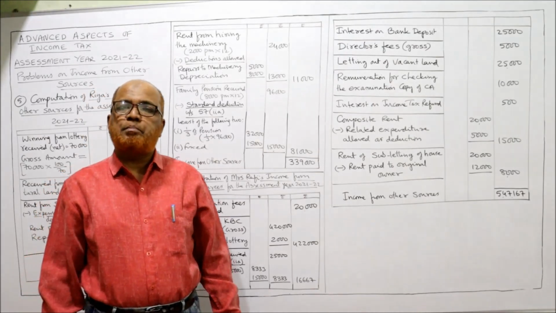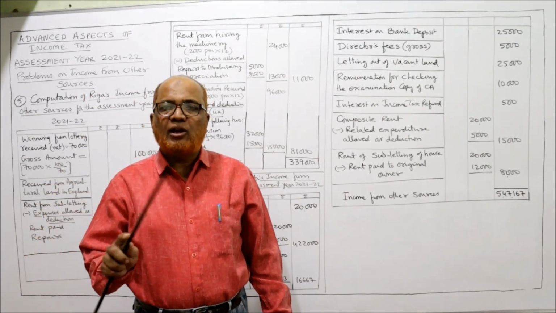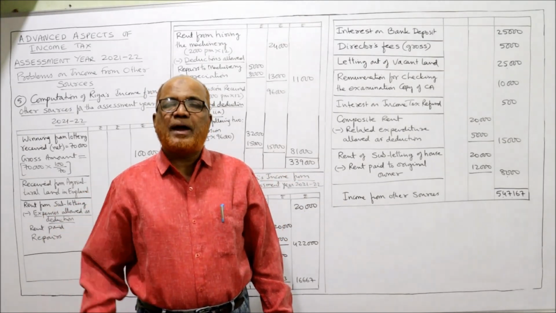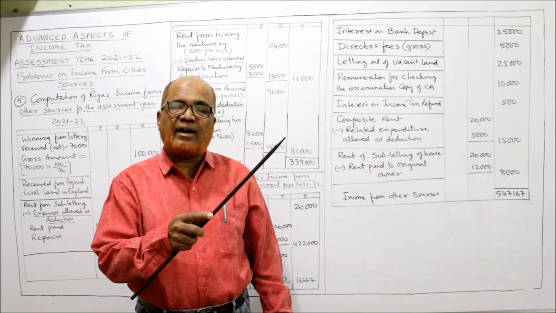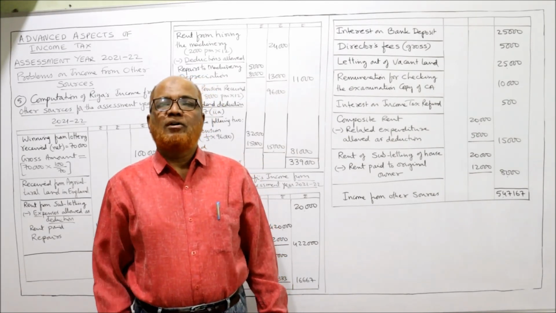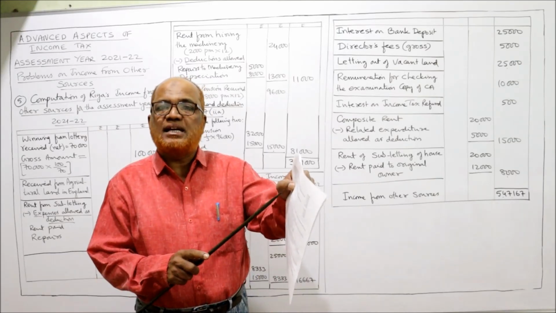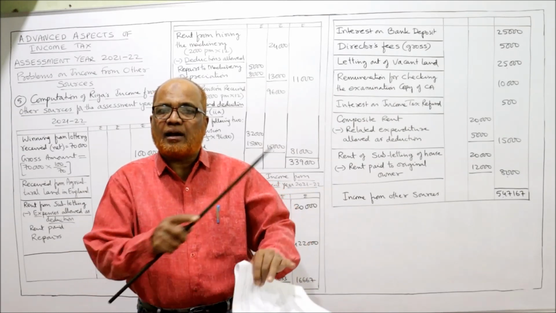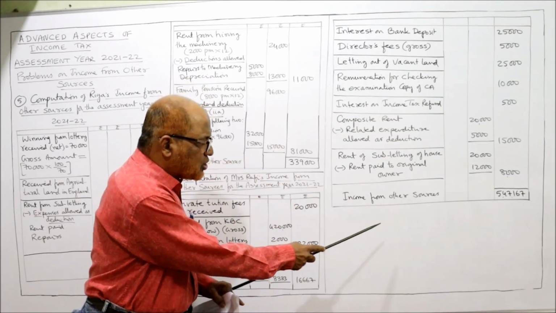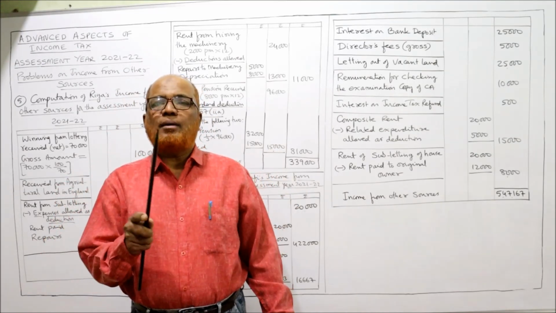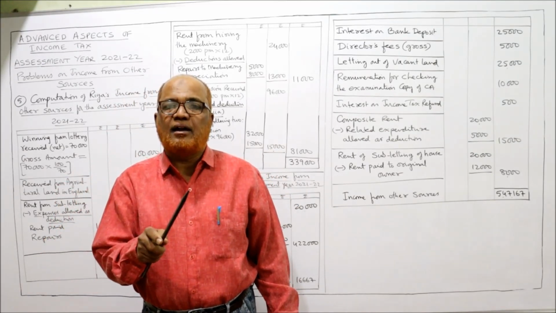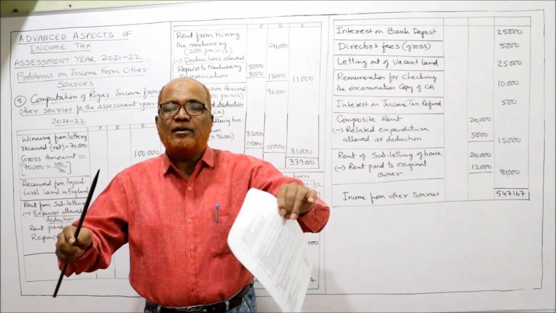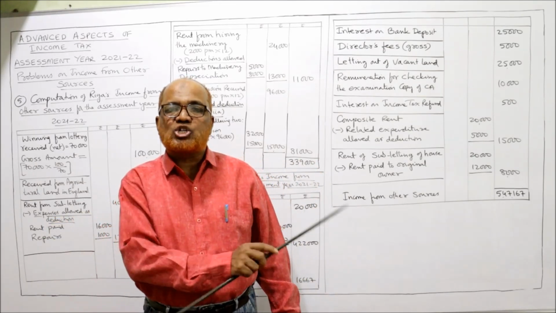Next comes income tax paid. Income tax paid will not be considered while calculating income from other sources. Income tax paid will be deducted while computing the tax liability. While computing the tax liability, we consider income tax paid. So income tax paid will not be allowed as deduction while computing income. So in the working note you should write down: income tax paid will be considered only in computing the tax liability. The income tax paid will not be allowed as deduction.